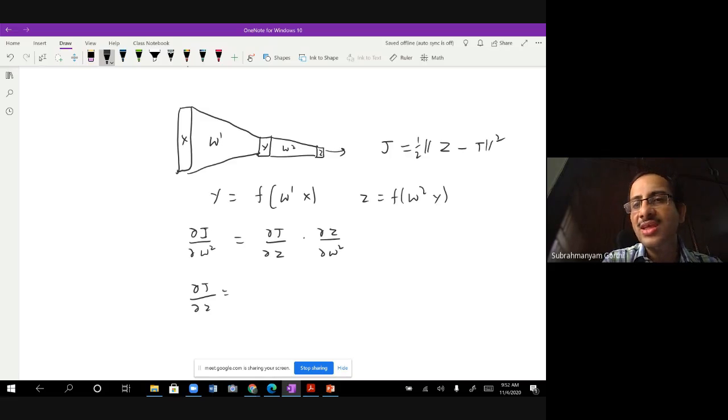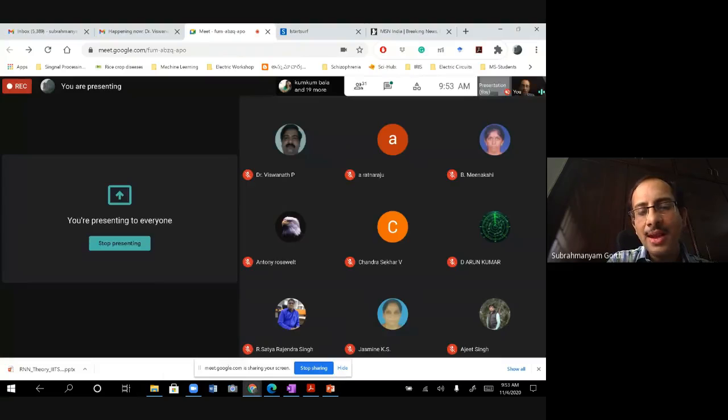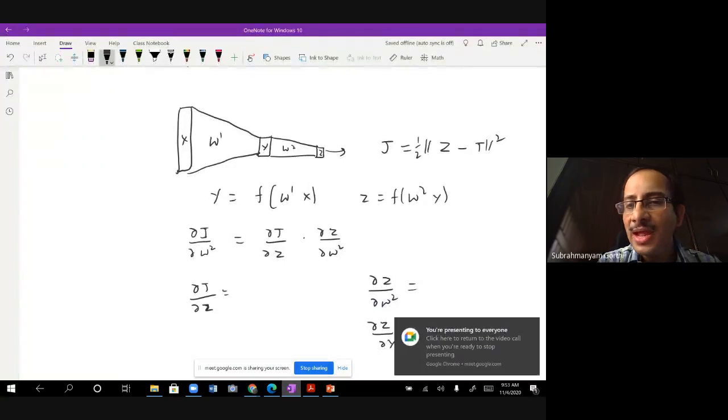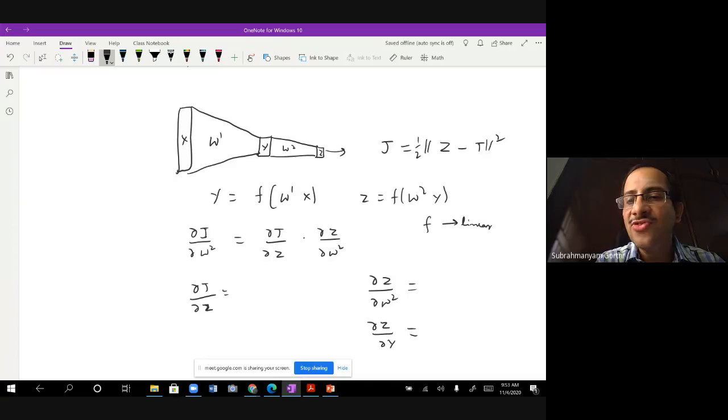So what is dou J by dou z in vector form? Can one of you tell what dou J by dou z and dou z by dou W2 are, and also dou J by dou y? I need these three answers. Don't bother about f dash; for simplicity, assume that f is linear, that means f is just a straight line. So z equals W2 into y, which makes the writing and other things simpler. Later you can bother about f as well. Whenever f is there, f dash comes into the picture.